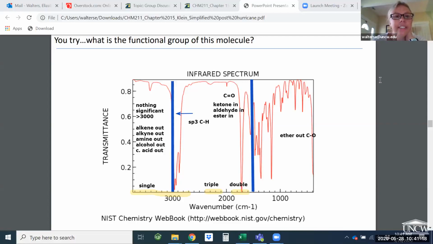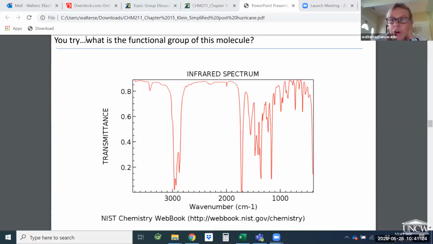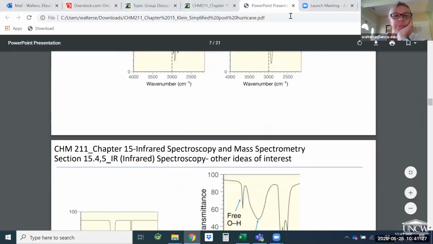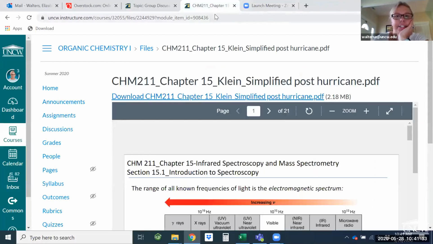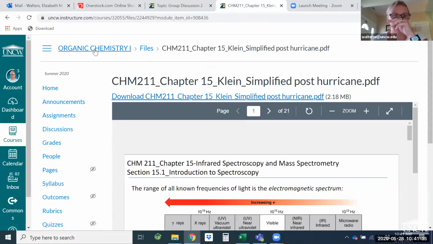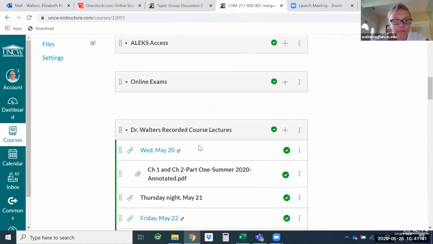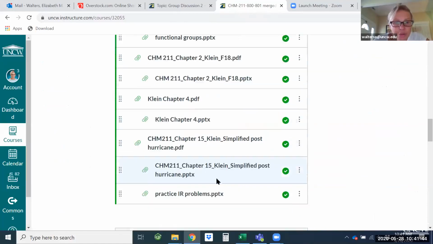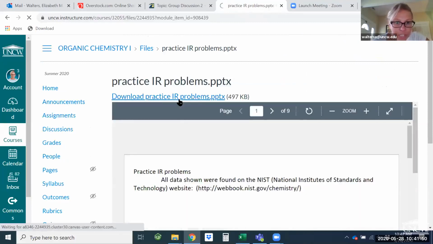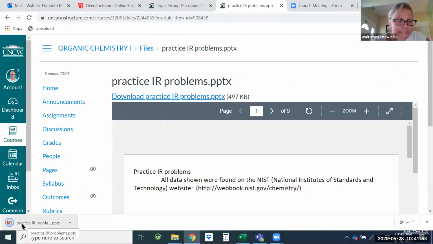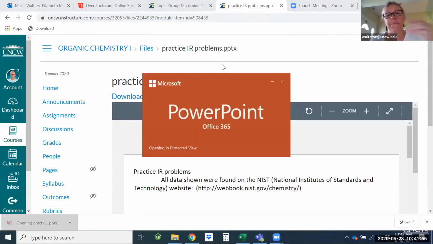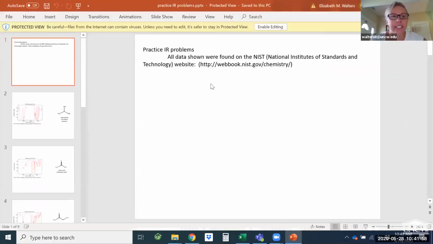Okay, so let me clear this. So if you go into the class here, and you go into my notes, the slides, and you come down, you see practice IR problems. I would download them, and I actually would print them. And then I would cut the pictures in half.